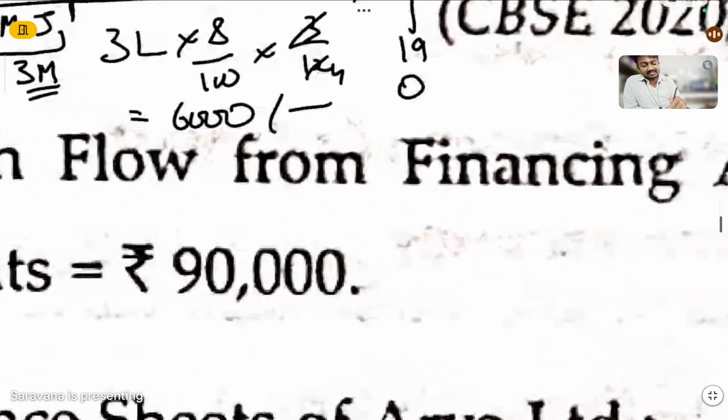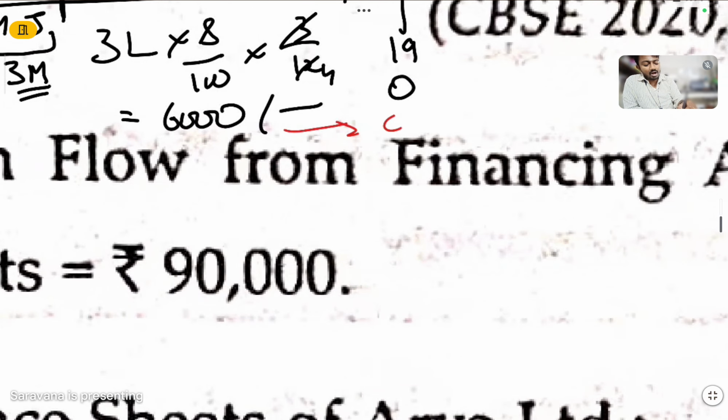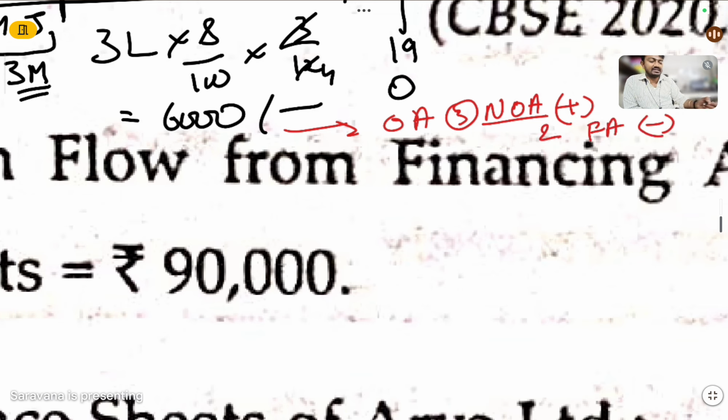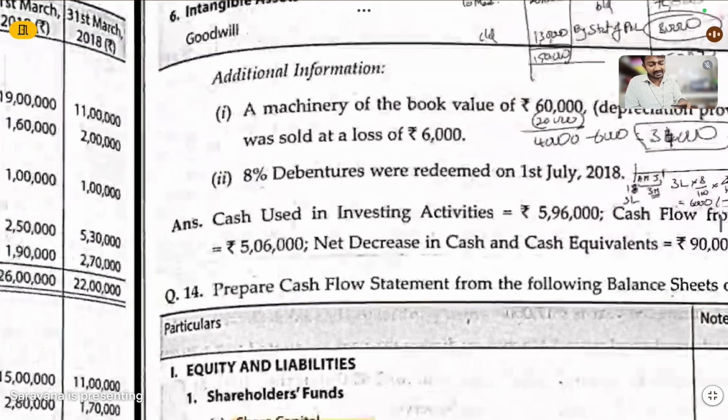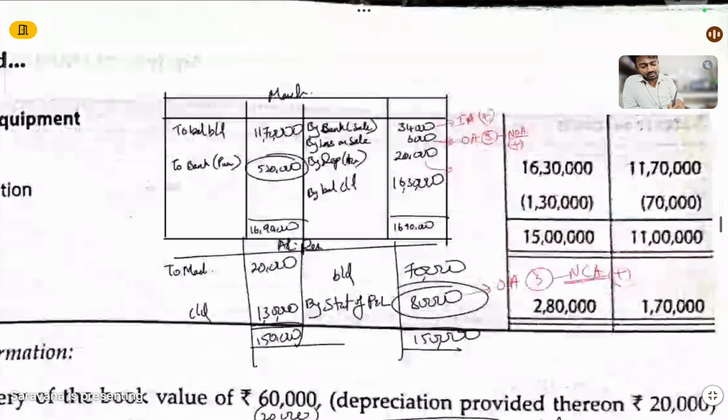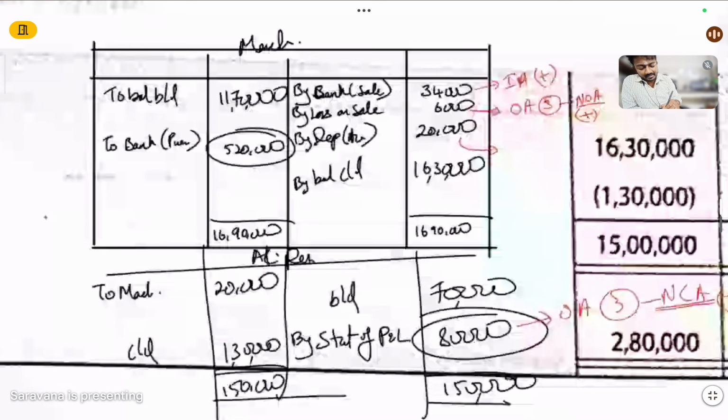So what is the effect for this 6,000? In operating activity, it is non-cash and non-operating, so in the non-operating adjustment we add. The second effect is in financial activity, where we subtract the redemption and interest paid. The redemption also should be subtracted. So give the effect for this purchase and sale, in investment activity.